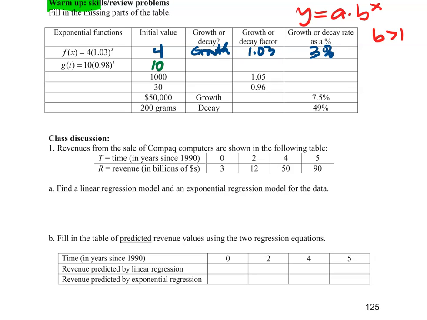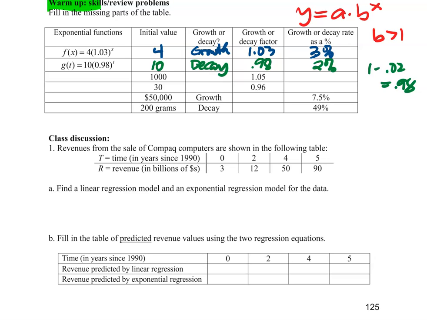Initial value is 10. Your growth or decay factor, 0.98, your b, 0.98 is less than 1. So this is decay. And that is our decay factor, 0.98. And it decreases by the rate 2%, because 1 minus 0.02 is equal to 0.98, so that's why you have 0.98.